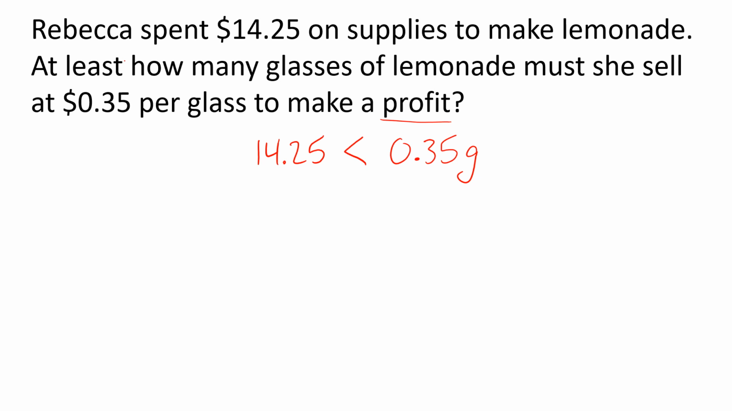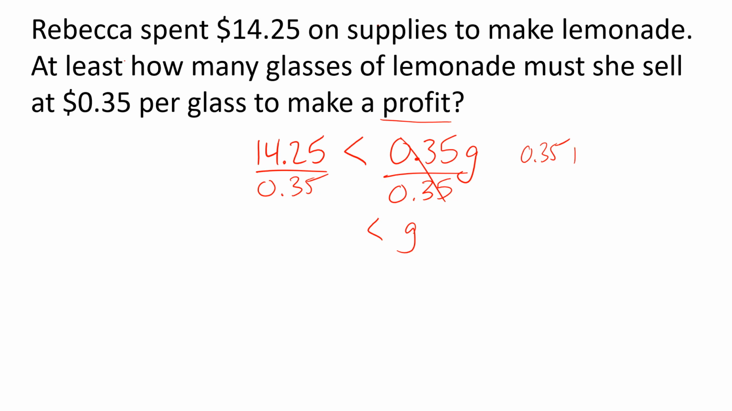If this were equal to, then she wouldn't be making a profit. She would just be breaking even. She would be spending as much as she made. But if you have this, then you're making a profit. You're making more money than you're spending. So divide by 0.35, and those cancel. G will be the number of glasses, and divide that by 0.35.